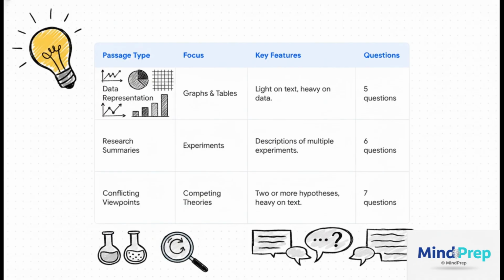You've got data representation, which is mostly graphs and tables. You're just reading the data. Then there are research summaries, which describe a few experiments. And finally, conflicting viewpoints, which give you 2 or more competing ideas. These are the ones that are really text-heavy. Just knowing which is which helps you plan your attack.